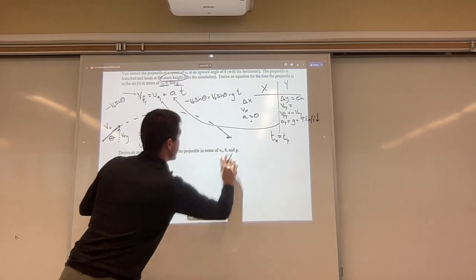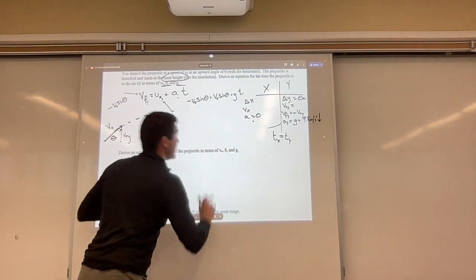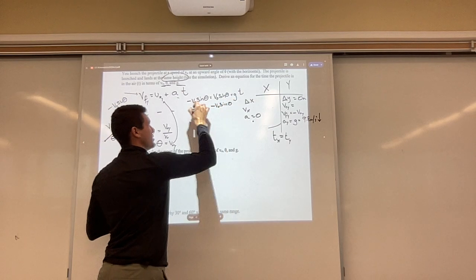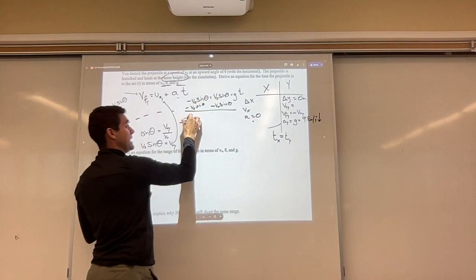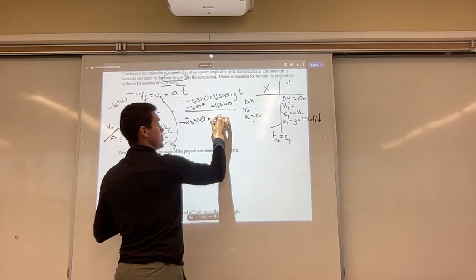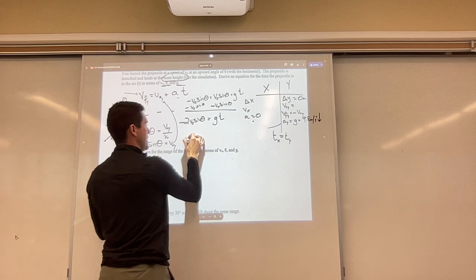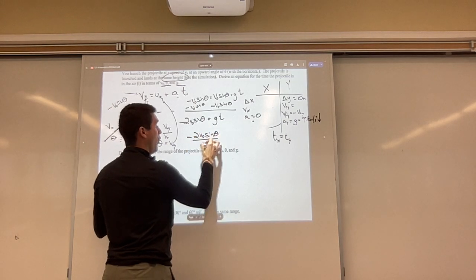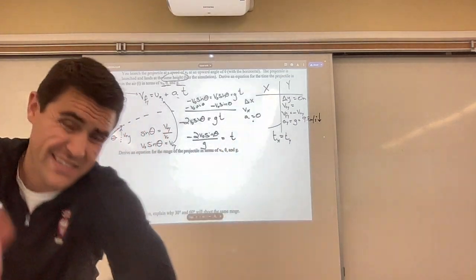I'm going to get rid of a little bit of my picture so I can keep doing my algebra. Let's subtract speed times sine theta from both sides. We end up with negative 2 speed sine theta is equal to g times t. Divide both sides by g, and I end up with negative 2 initial speed sine theta over g is equal to t. And you're asking yourself, why is it negative?